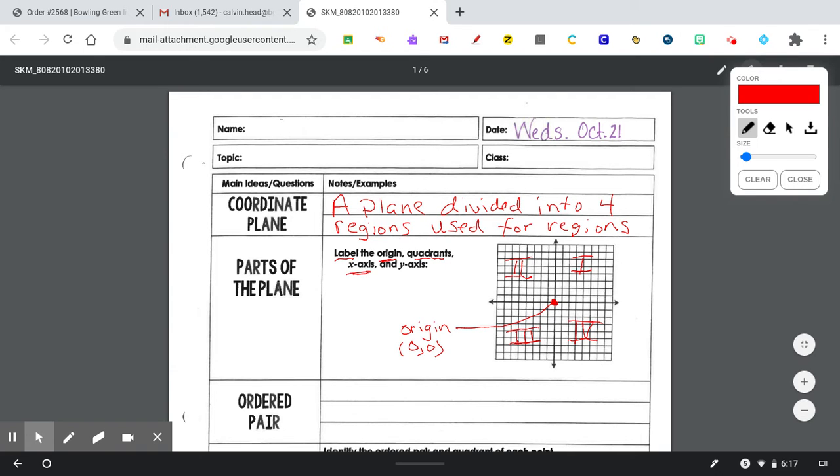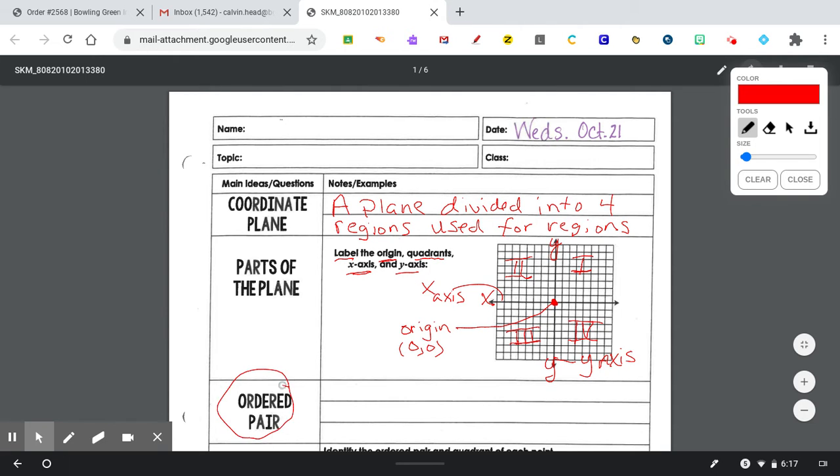Next, we have the x-axis. The x-axis is the horizontal line right there. The y-axis is the vertical line. All right. So those are all the parts of the coordinate plane.